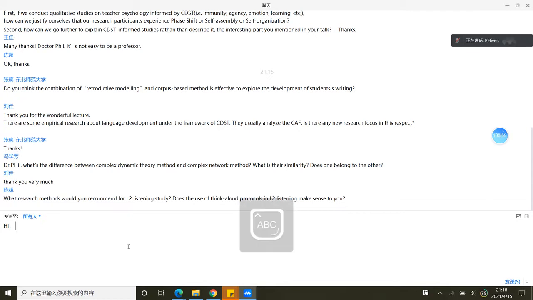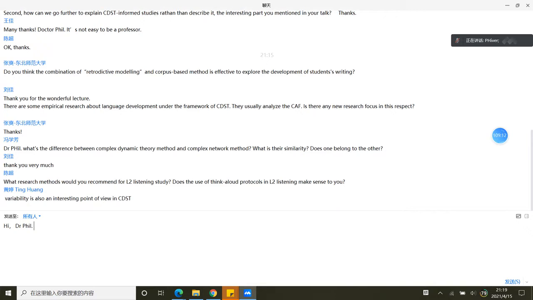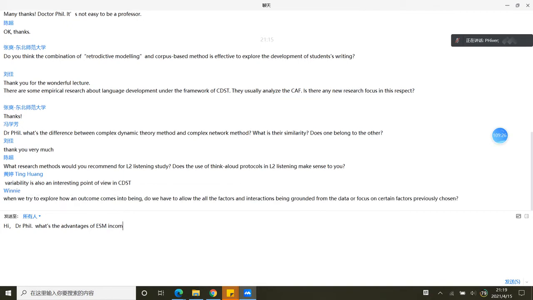So the question is, what's the difference between complex dynamic systems theory and complex network methods? So remember that the overriding theory is complex dynamic systems theory or complexity theory, whatever term you like. And then to me, network methods, social network methods, are a method that can be used to study complex connections. So one of the chapters in our book is about social networks.